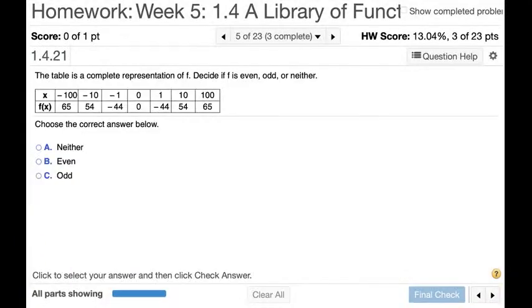The table is a complete representation of f. Decide if it's even, odd, or neither. Okay, so I kind of want to write some stuff here. Let me hop back over here. I'm probably gonna have to close this out. Give me a moment, guys.